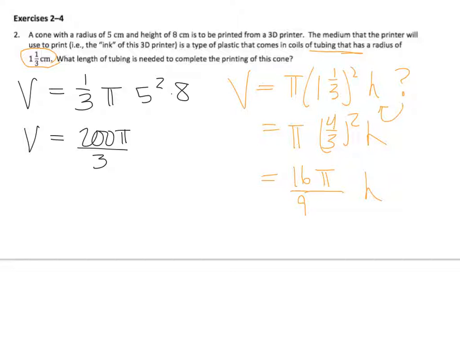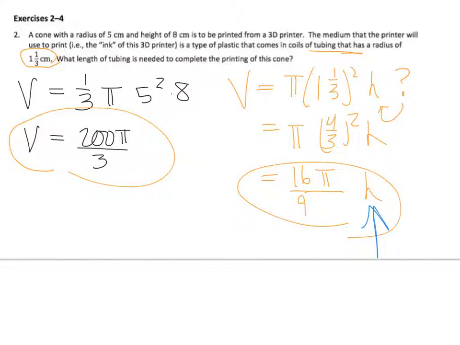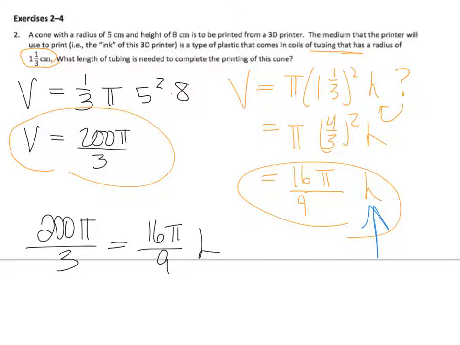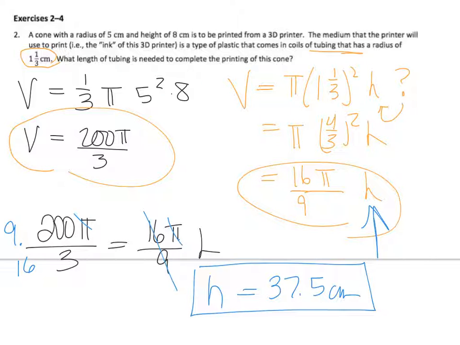So we've got two volumes, and I bet we know that this volume is going to equal this volume. We just need to solve for h. So we're going to set these equal to each other. 200 pi over 3 equals 16 pi over 9 times h. I think my pi is going to cancel out. Multiply by 9, divide by 16, and I've got h equals 37.5 centimeters. That's how much tubing I need to make that cone.